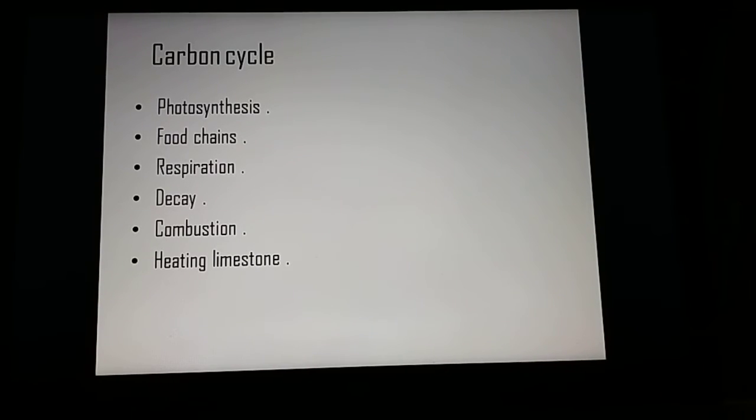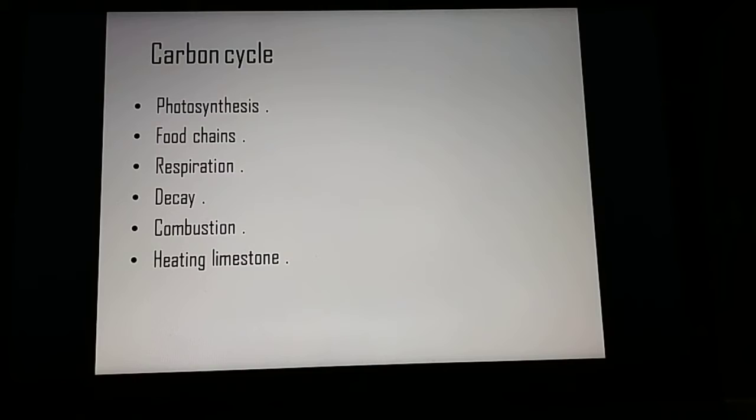Now, decay. The dead remains of plants and animals are consumed by bacteria and fungi, and in the process, they break down the organic matter, releasing carbon dioxide back into the atmosphere.